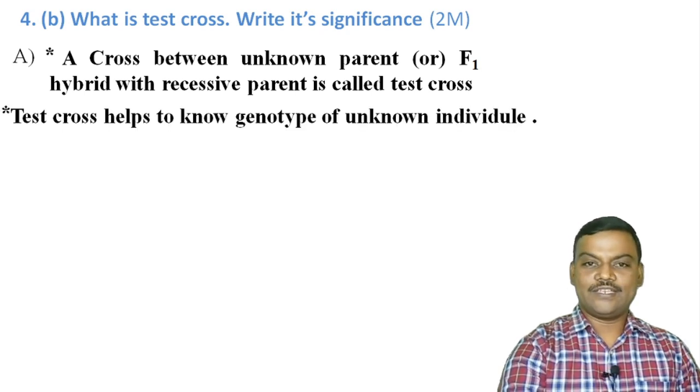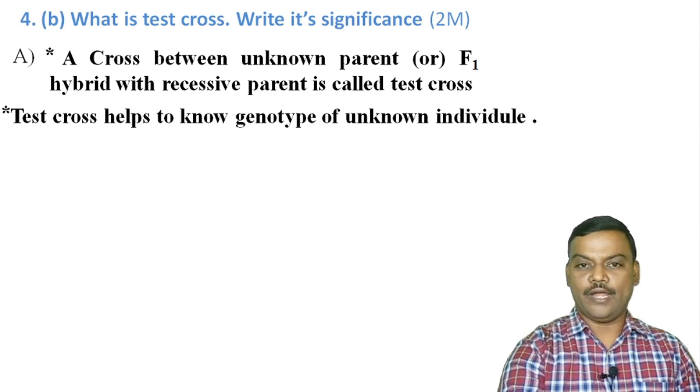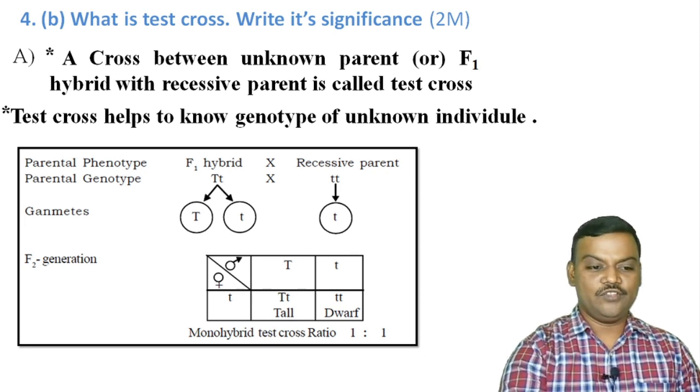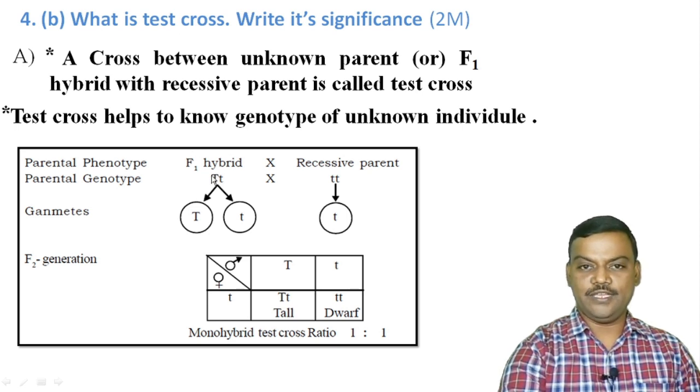And the test cross helps to know the genotype of the unknown individual. It is the significance of test cross. Along with that, we should draw this flowchart. In this flowchart, the F1 hybrid has the genotype capital T, small t. The recessive parent is always small t, small t.